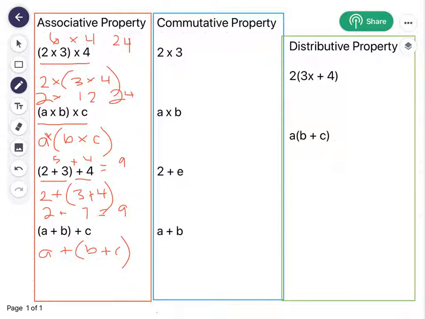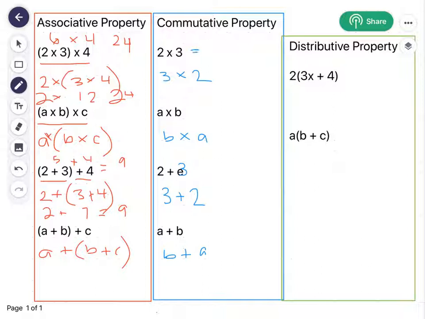Okay, the next property we're going to talk about is the commutative property. And what that means is that you can rearrange 2 numbers as long as you're multiplying and adding and get the same answer. So 2 times 3 is the same as 3 times 2. A times B is the same as B times A. 2 plus 3 is the same as 3 plus 2. And A plus B is the same as B plus A. So all these properties apply with adding and multiplying. They don't apply with subtracting and dividing, however.